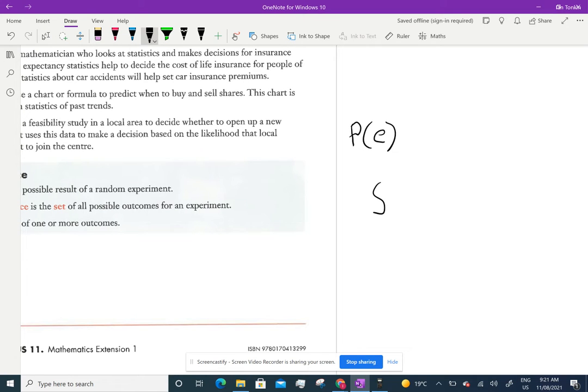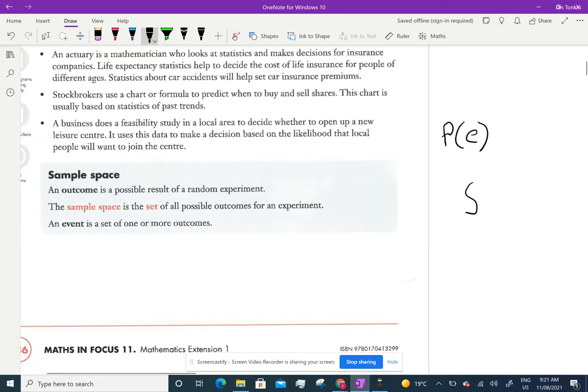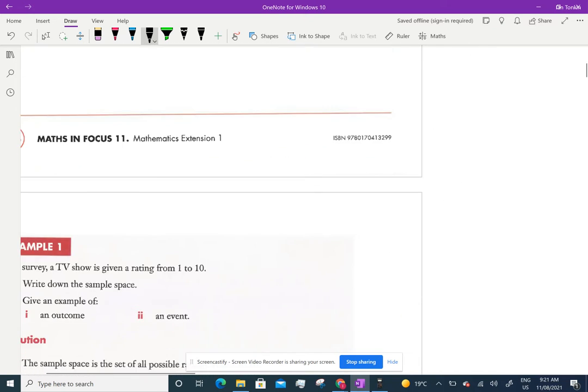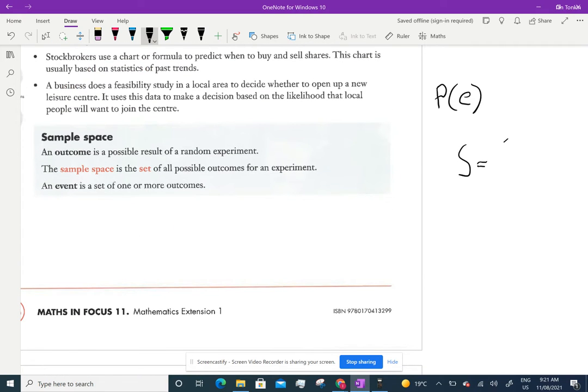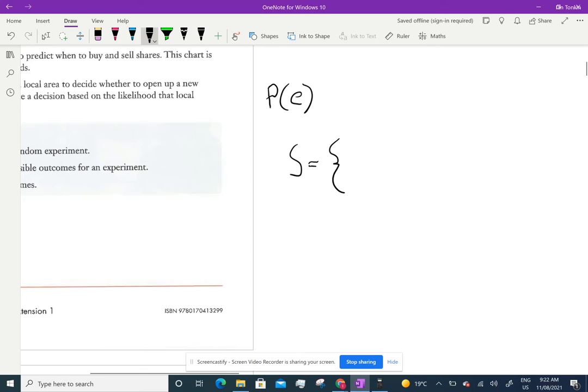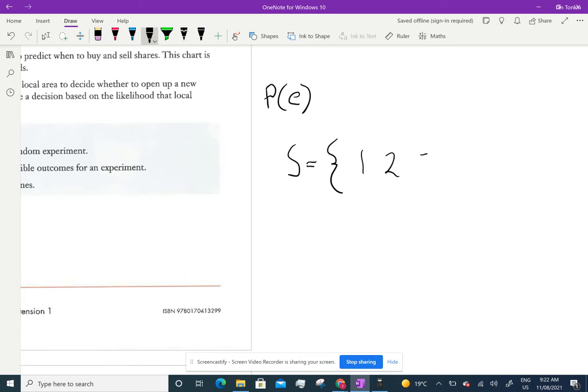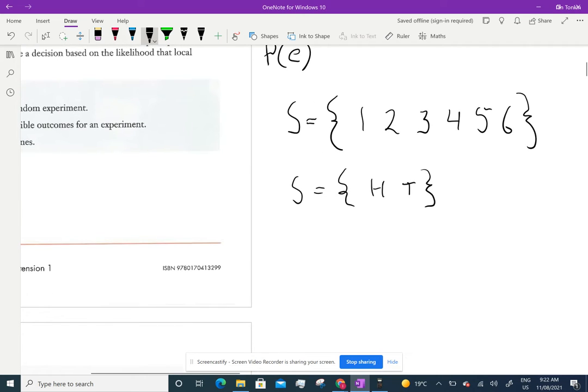So the sample space, say, of rolling a die, well, all the things that can happen are 1, 2, 3, 4, 5, and 6, when you roll a single die. The sample space of tossing a coin, a head or a tail. Now, even though some things occur more often, it doesn't change the sample space.